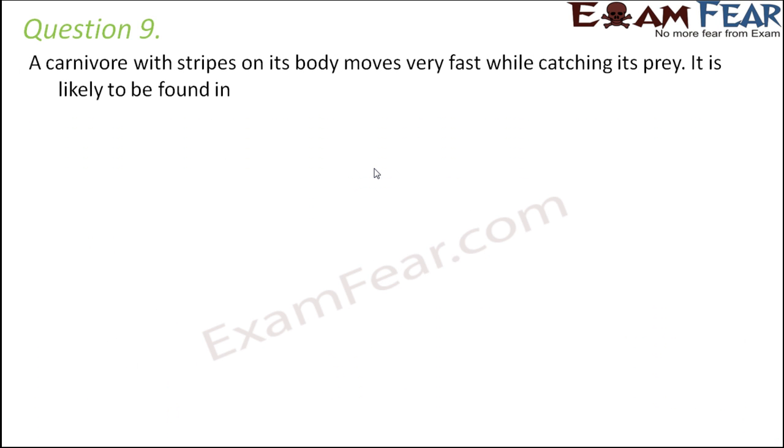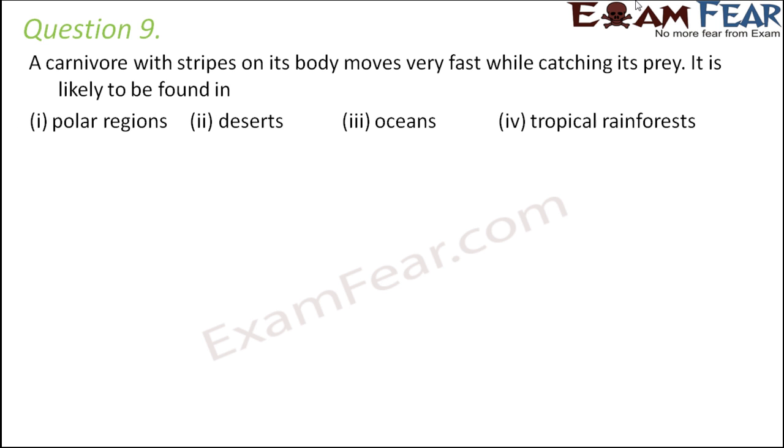Question number 9. A carnivore with stripes on its body moves very fast while catching its prey. It is likely to be found in polar regions, deserts, oceans, or tropical rainforests. Obviously the last one is the right option. A carnivore with stripes on its body, you can imagine a cheetah or a leopard. It moves very fast to catch its prey. Stripes on the body help it to blend with the background color. That way it is found in tropical rainforests.